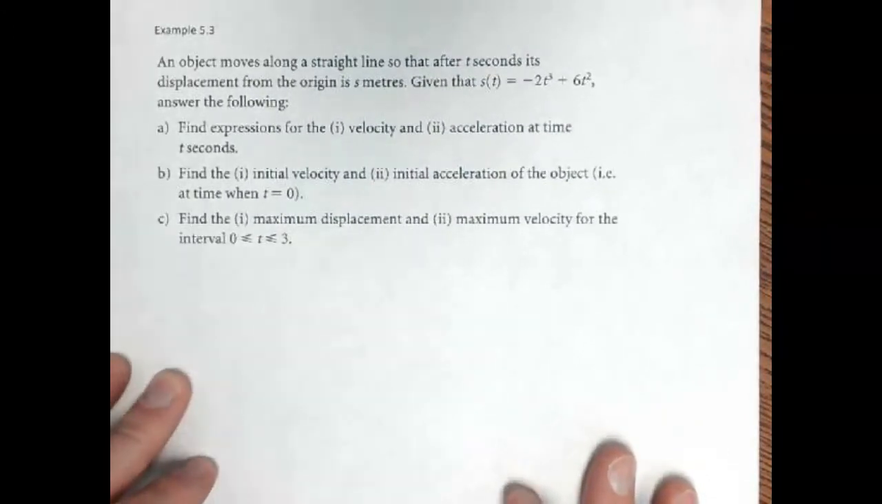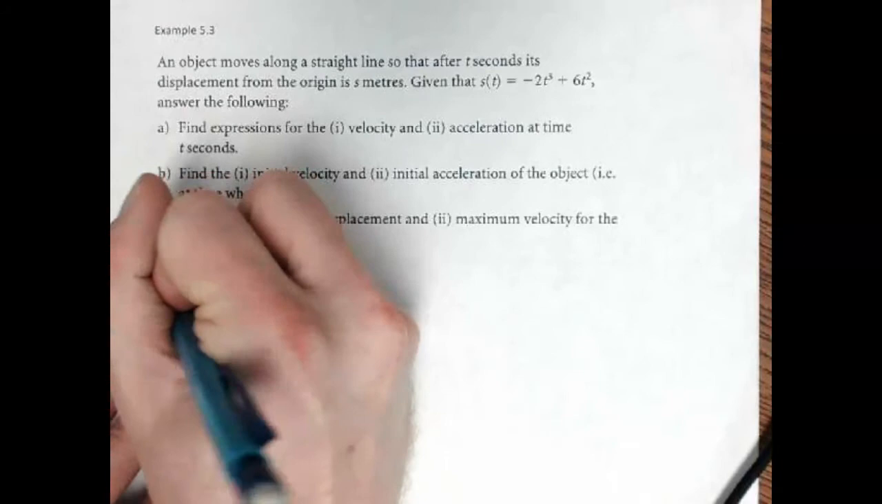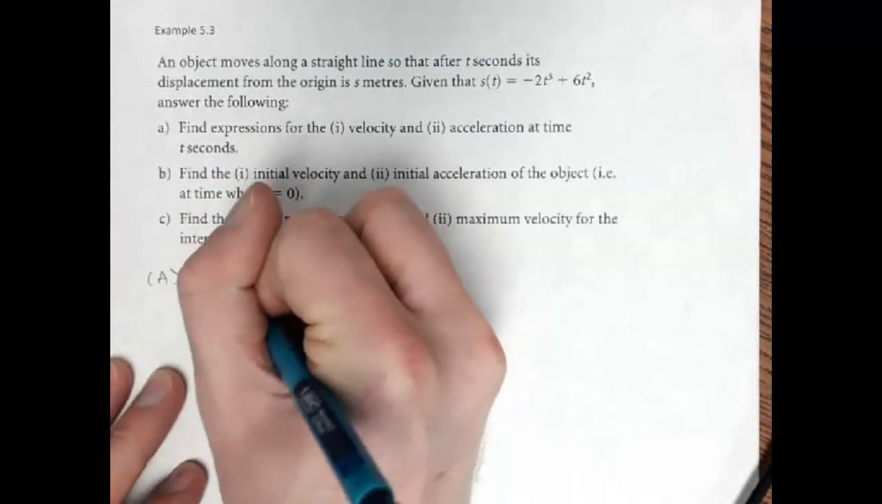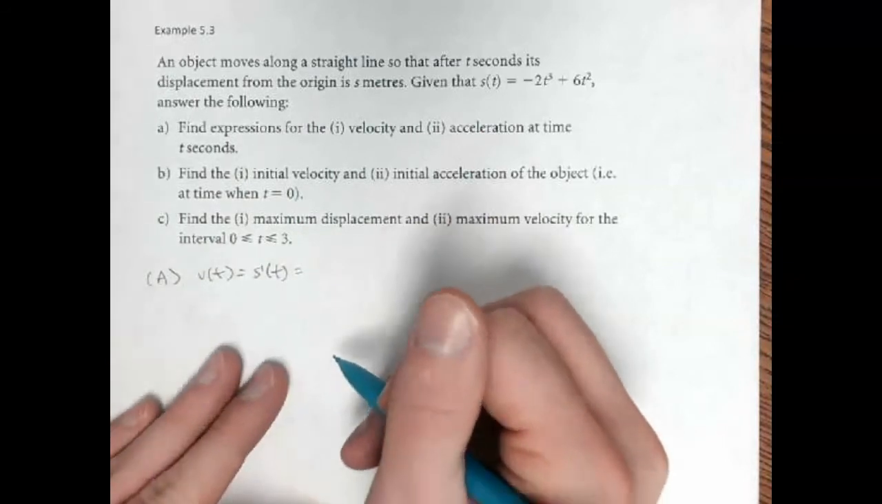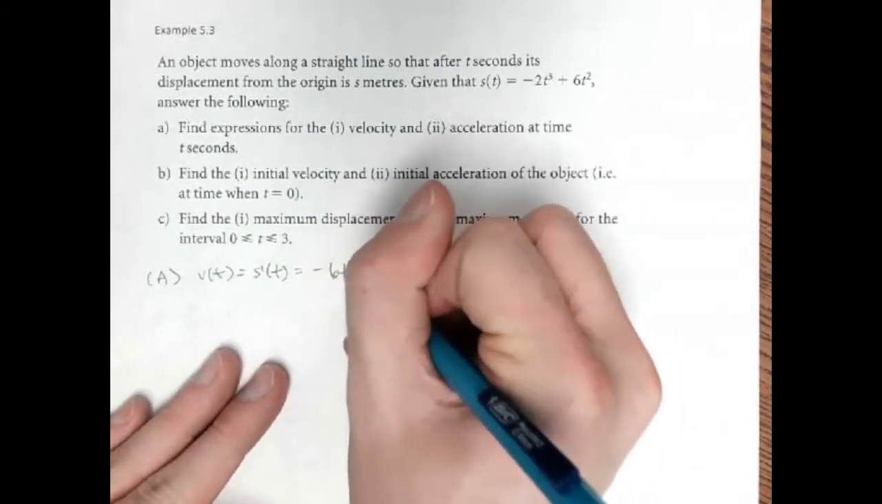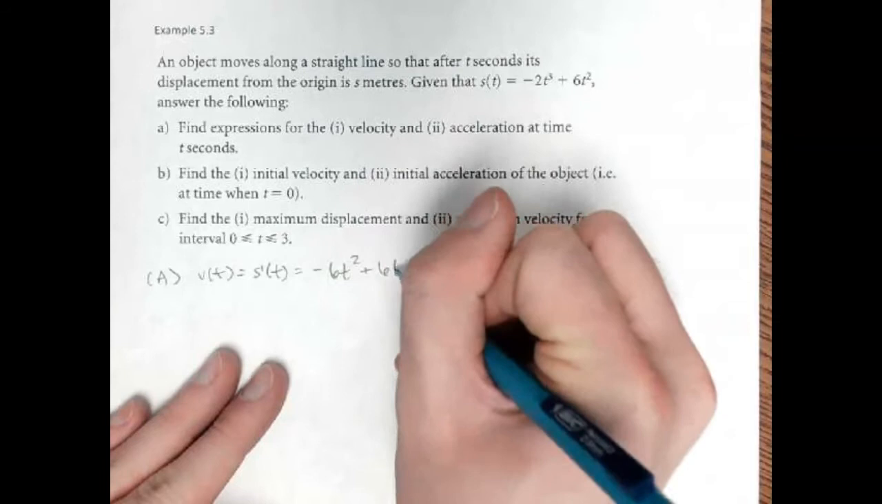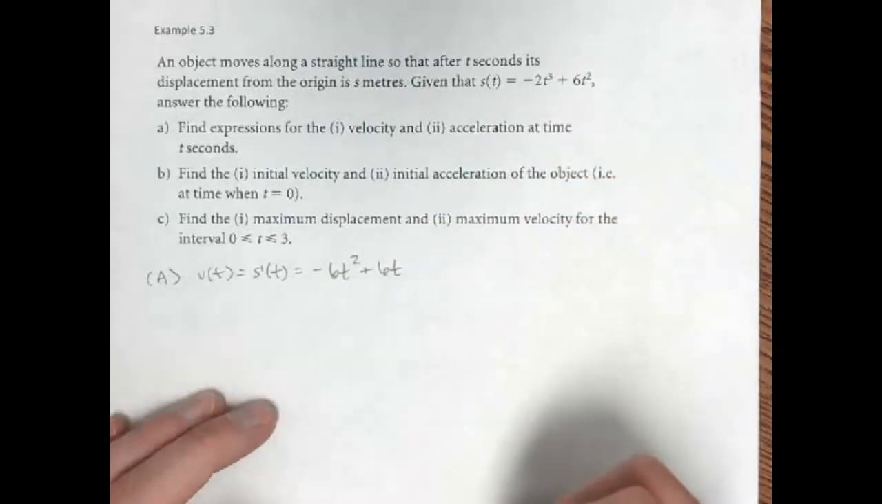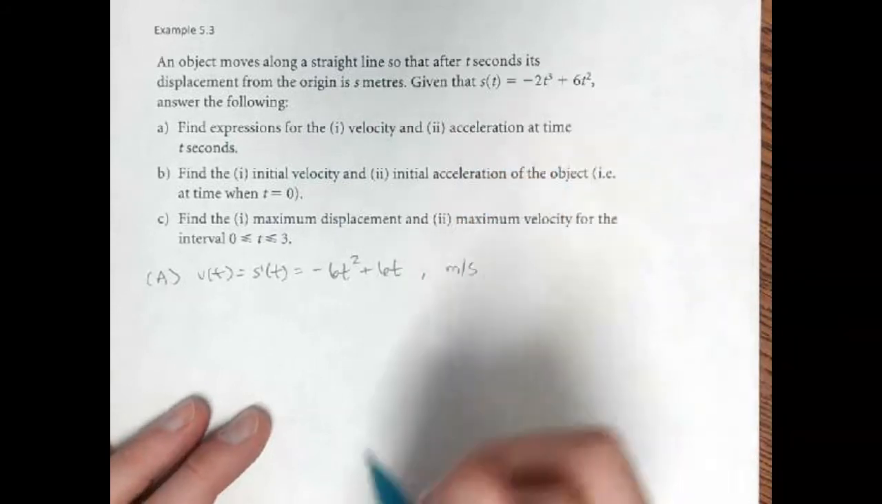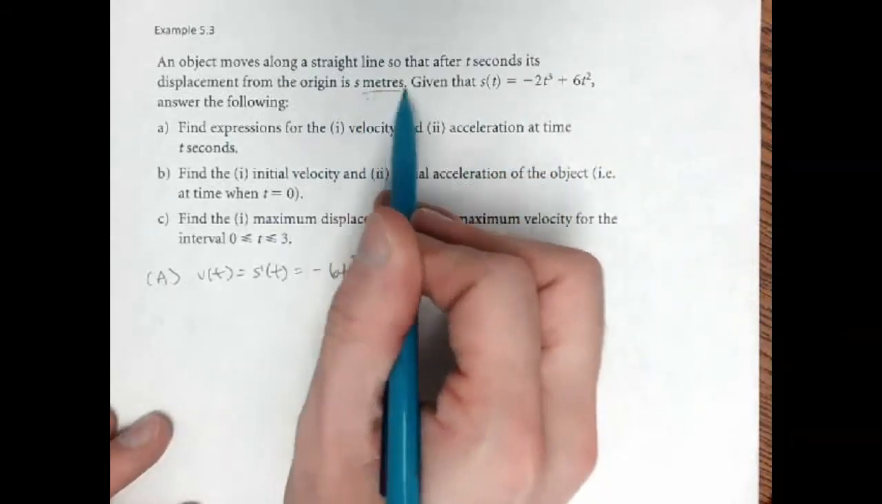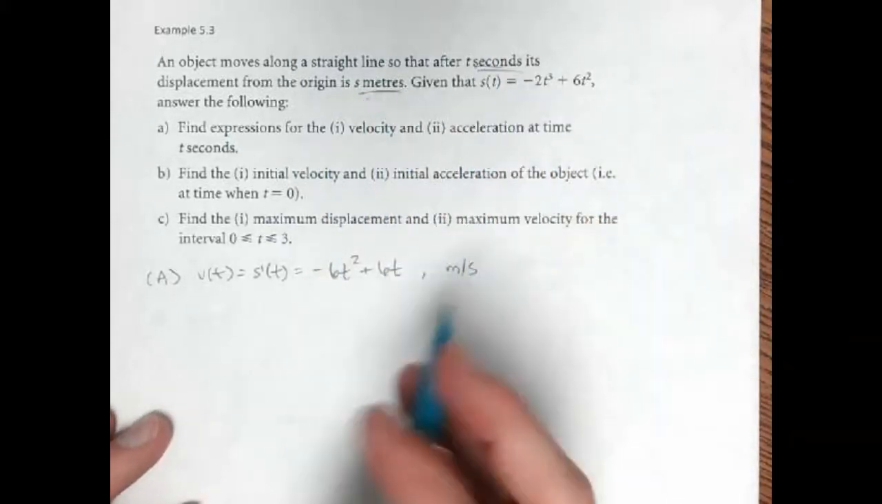Oh well, we'll live. Part A, the velocity is your first derivative of your position. So that is smelling like a negative 6t squared plus 6t, right? And then I guess we could put units on it. It would be meters per second because your distance is in meters and time is in seconds.